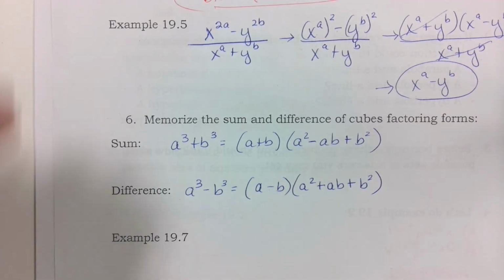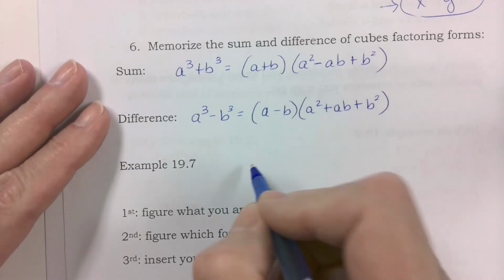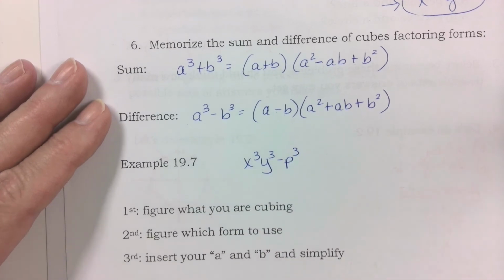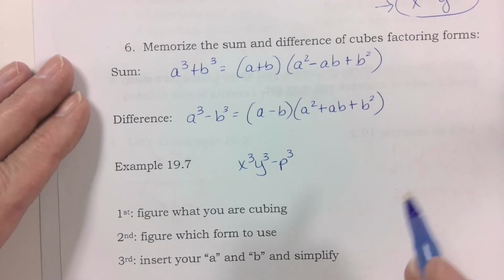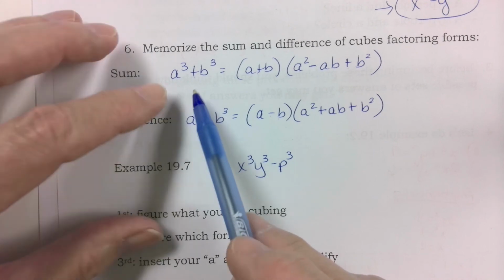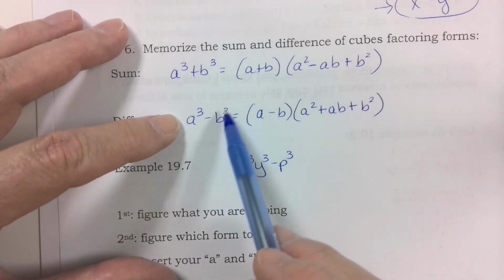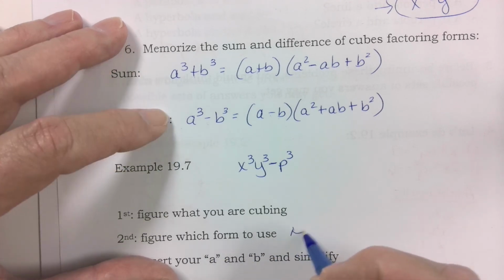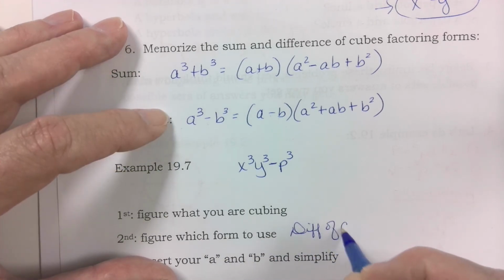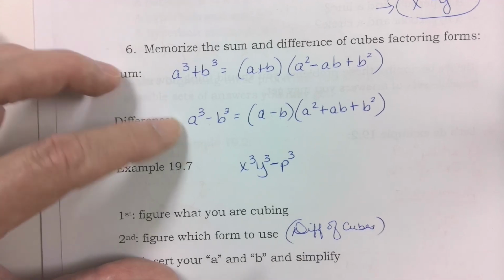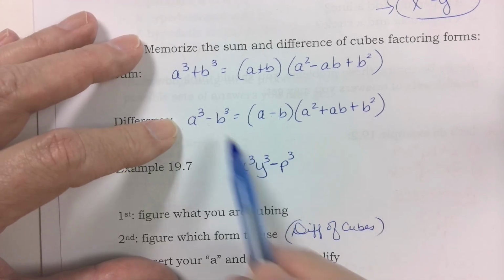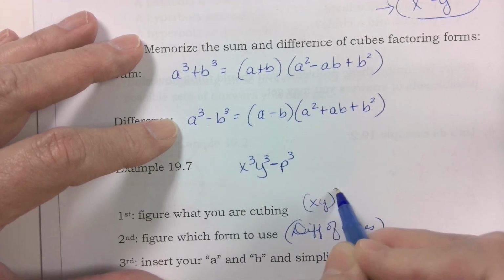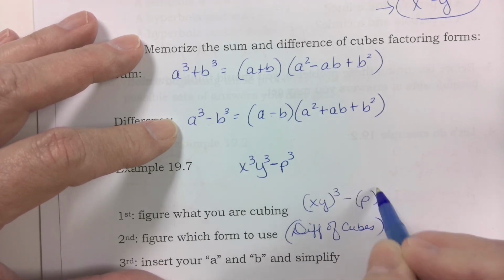Okay, so example 19.7 gives you this problem, and it tells you to factor it. The first thing you need to do is figure out what you are cubing. It says a cubed minus b cubed, and this is a minus, so we'll be using that one. Which form do you use? I'll put the difference of cubes. That's the form we're going to use. But I have to figure out what is being cubed. Well, xy is being cubed, and then p is being cubed.